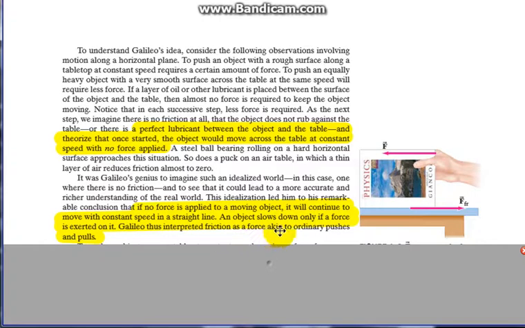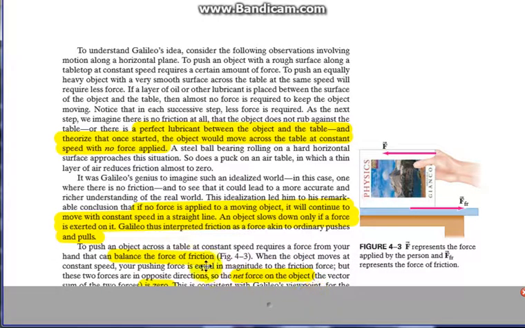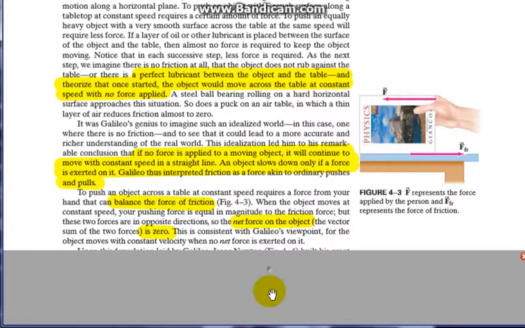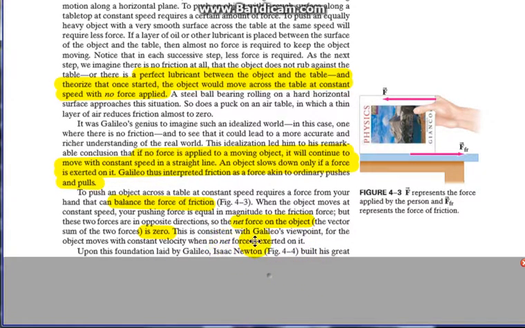Galileo thus interpreted friction as a force akin to ordinary pushes and pulls. To push an object across a table at constant speed requires a force from your hand that can balance the force of friction. So once the book is moving, you only have to supply enough force equal and opposite to friction to keep it moving. When the object moves at constant speed, your pushing force is equal to the friction force. But these two forces are opposite, so the net force on the object would be zero. So these forces balance each other out, so the object keeps moving. This is consistent with Galileo's viewpoint that objects move with constant velocity when no net force is exerted on them. So if this force cancels this, it moves at constant velocity, which is what happened.